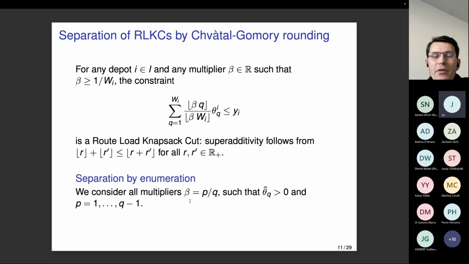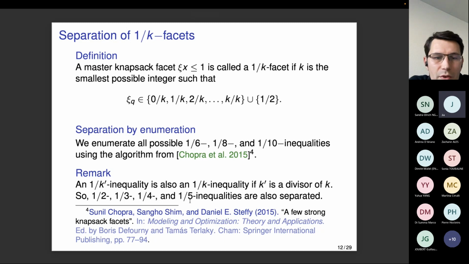The cuts obtained by Chvátal-Gomory rounding are route load knapsack cuts, but they are not necessarily facets of the master knapsack polytope, because, as I said, they do not satisfy the complementarity constraints. And in order to really separate facets, we will use this result by Chopra et al. Actually, they give an algorithm to separate not all facets, but a very important subfamily of facets, namely 1/k facets. And what is a 1/k facet? It is a master knapsack facet in which the coefficients c are all fractions with a denominator at most equal to k.